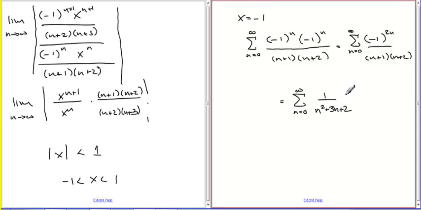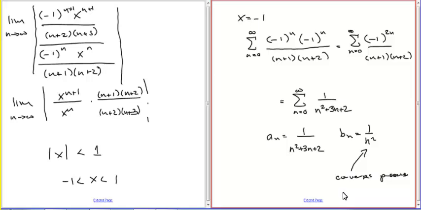So how do we find convergence for this? Well, we would use the direct comparison test. We would let a sub n be this, and b sub n would be 1 over n squared. And since this is always less than that, and this one converges because it's a p-series, p is greater than 1, p is equal to 2, which is greater than 1, therefore it converges.